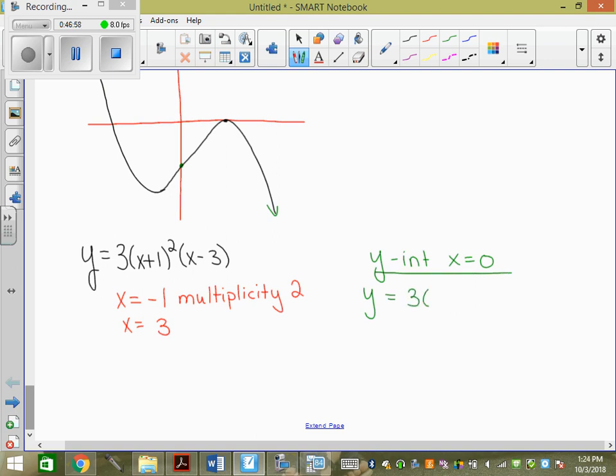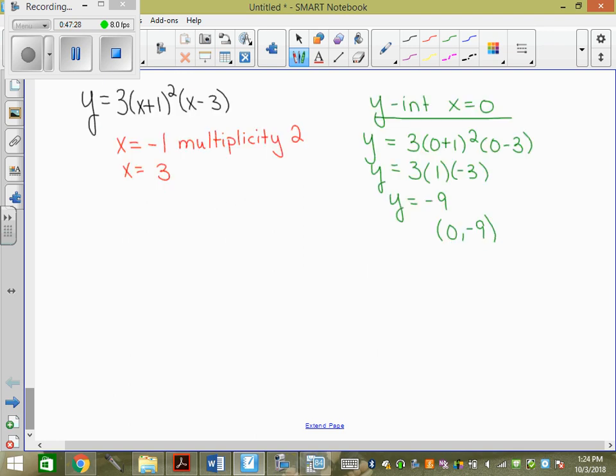So I'm going to go 3, 0 plus 1 squared, 0 minus 3. And so I'm going to get y equals 3, 1 squared, which is 1, -3. What's my y-intercept at? -9. We agree?